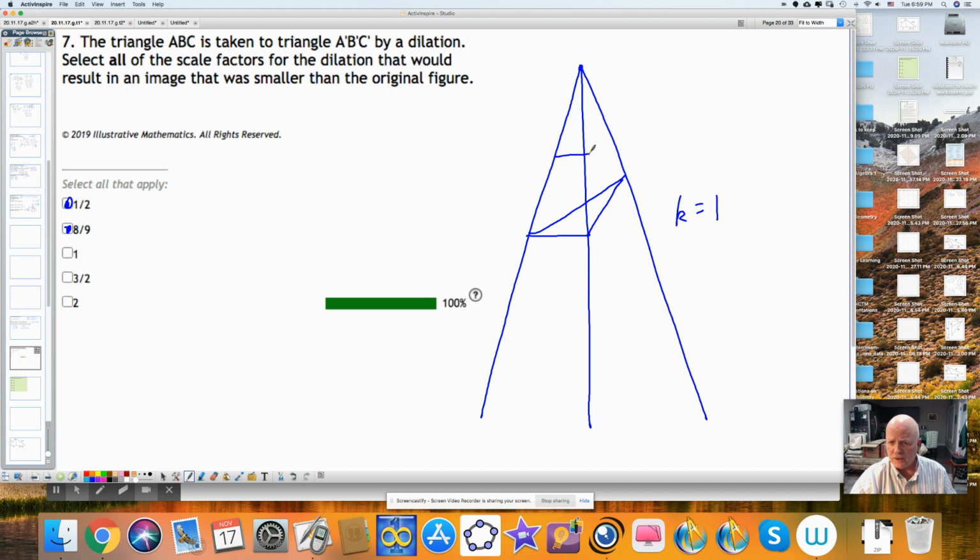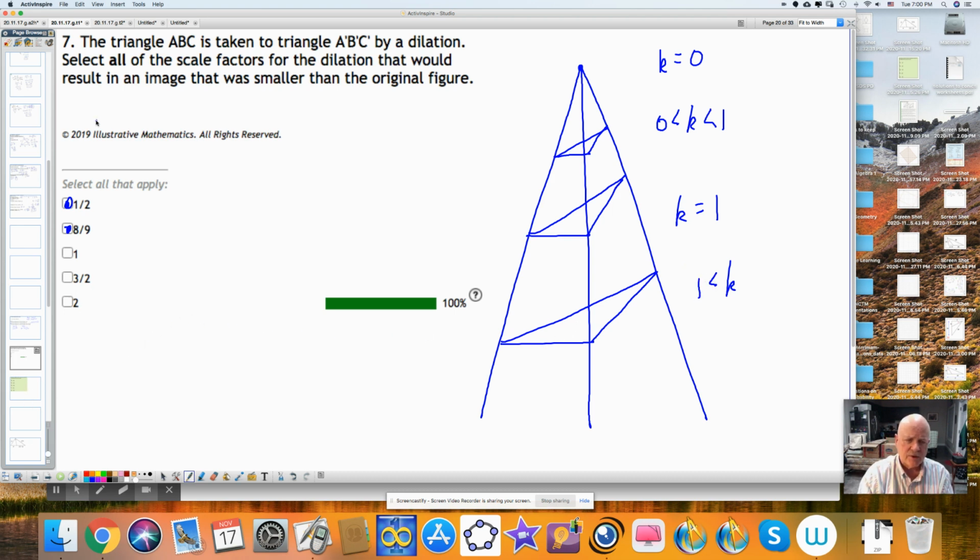If I had a triangle that was smaller than this, that would mean my k value would have to be between 0 and 1. If the k value is equal to 0, you're not doing a dilation. You have the point of dilation. And if I were going to a scale factor larger than 1, so if k is greater than 1, then I'm going to be getting larger.